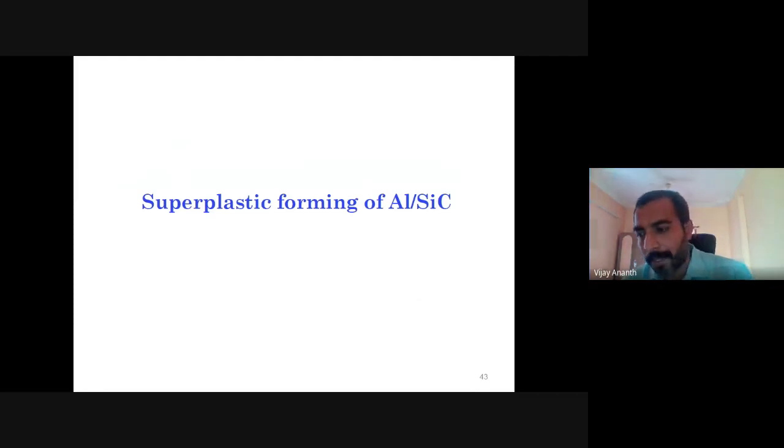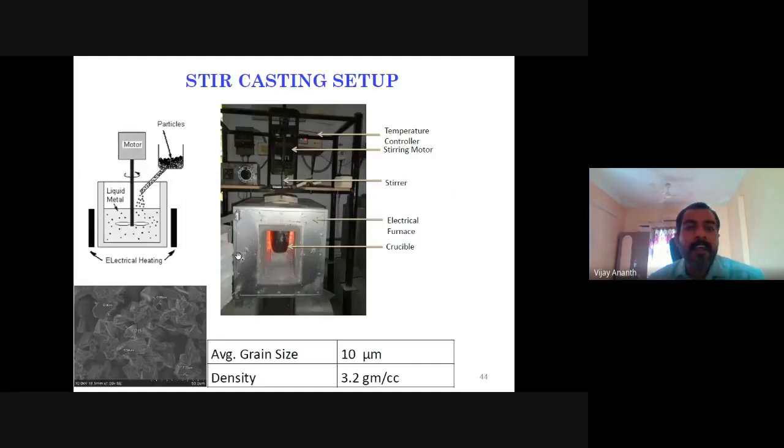And now our FDP program is based on composite materials. Now we will see how aluminum silicon carbide based composites are formed by plastic forming. We'll go through that.